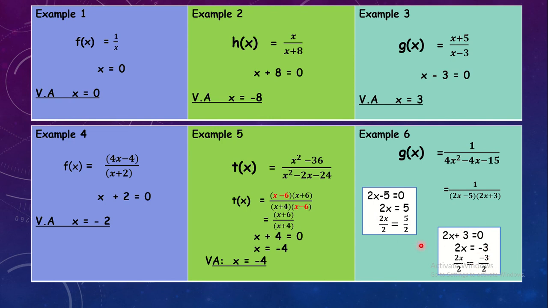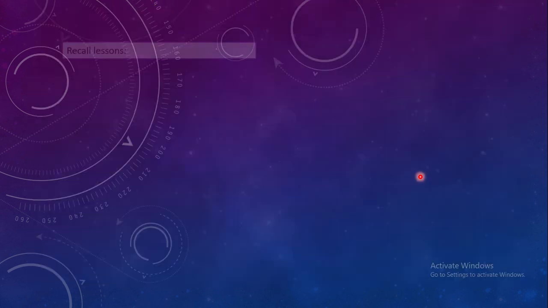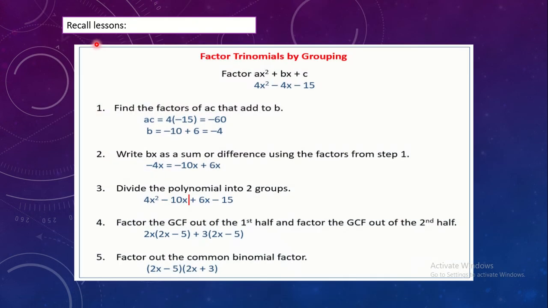So, here guys, may dalawang solution tayo kasi dalawa yung binomial natin sa ating denominator. So, ito yung kanina na the vertical asymptotes, pwedeng kahit dalawa. More than one ang ating mga vertical asymptotes. So, we have 2. The first one is 5 over 2. The other one is negative 3 over 2. Okay?